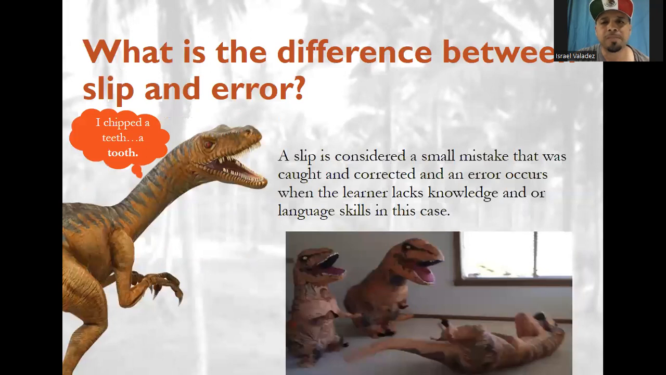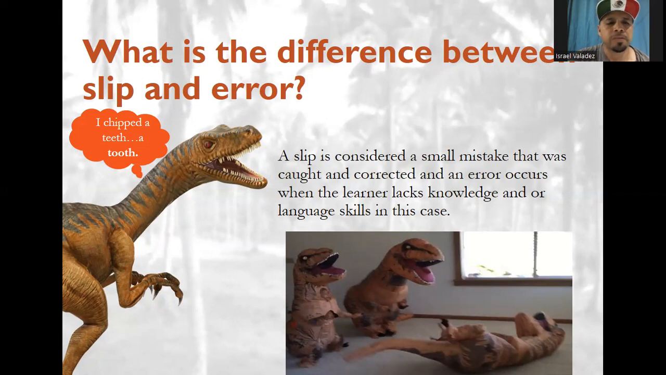What is the difference between a slip and an error? A slip is considered a small mistake that was caught and corrected, and an error occurs when the learner lacks knowledge and/or language skills. In this case, they lack that language skill.